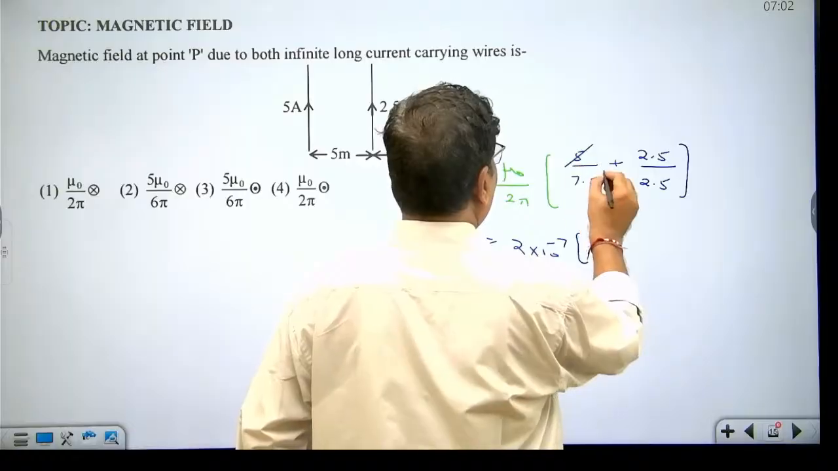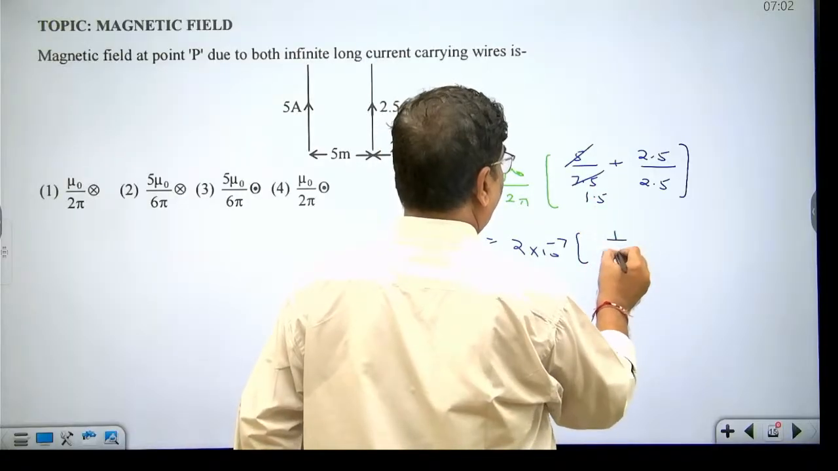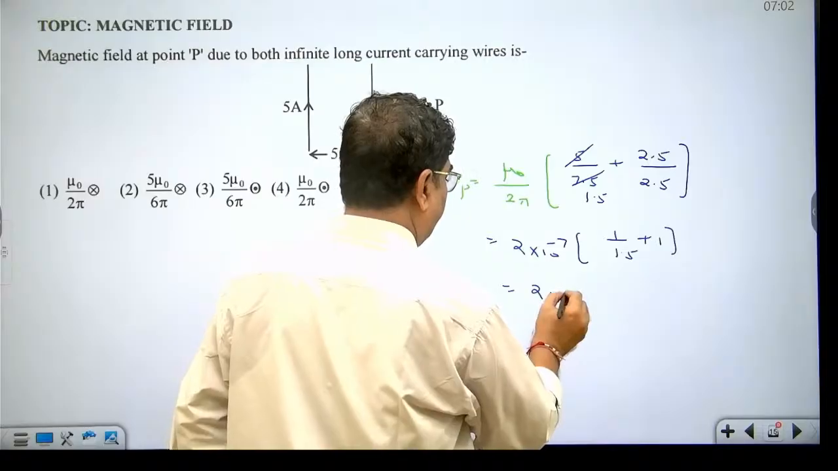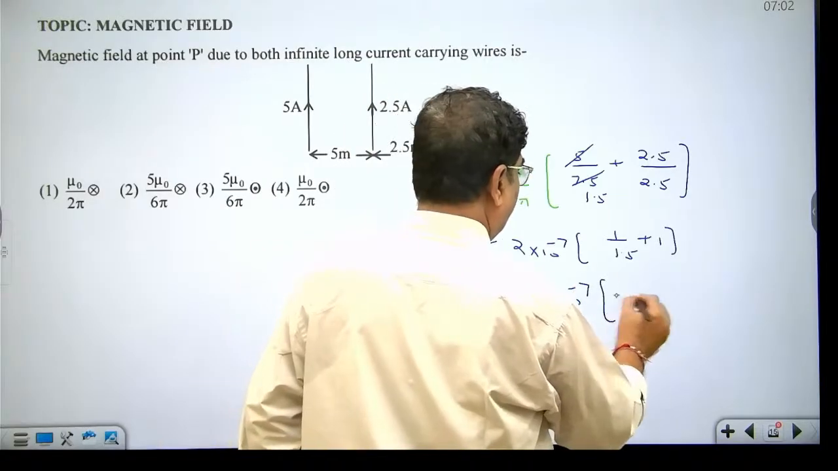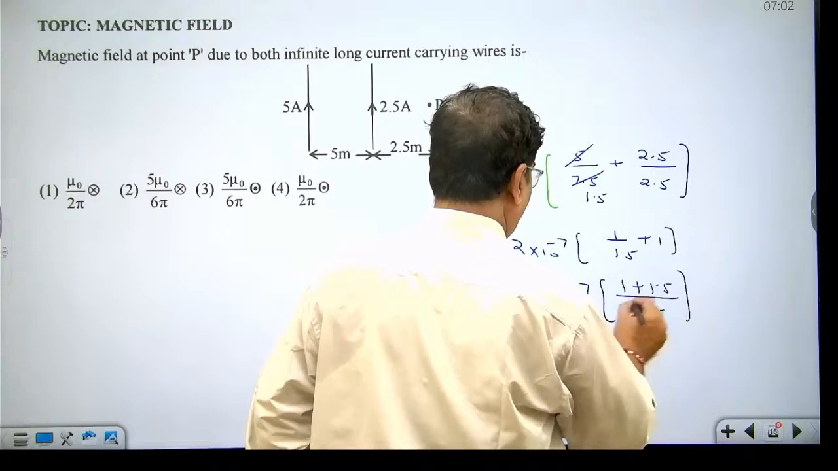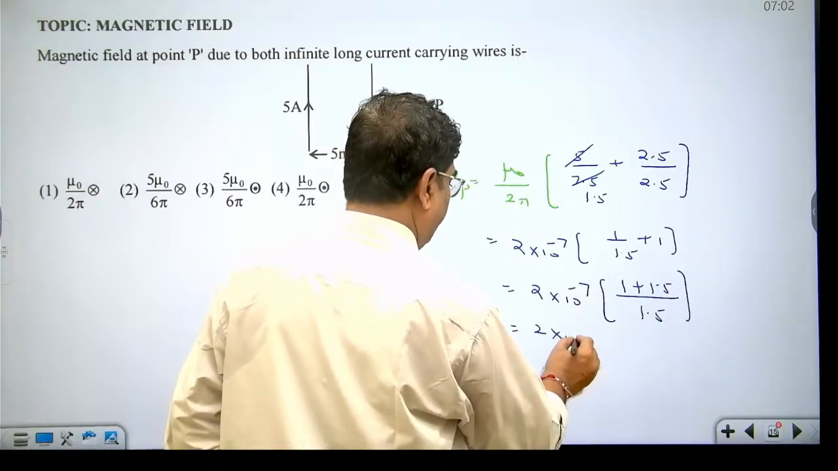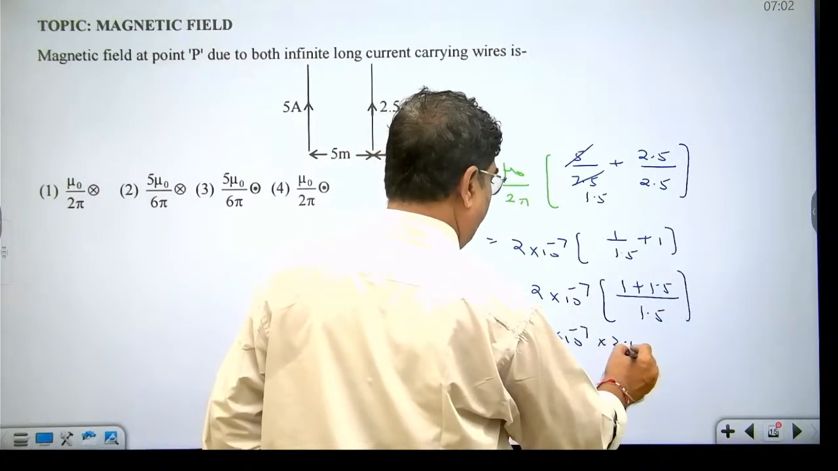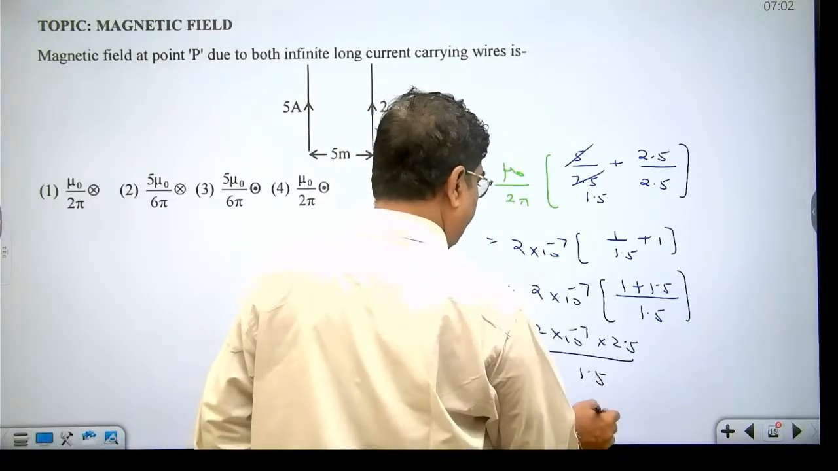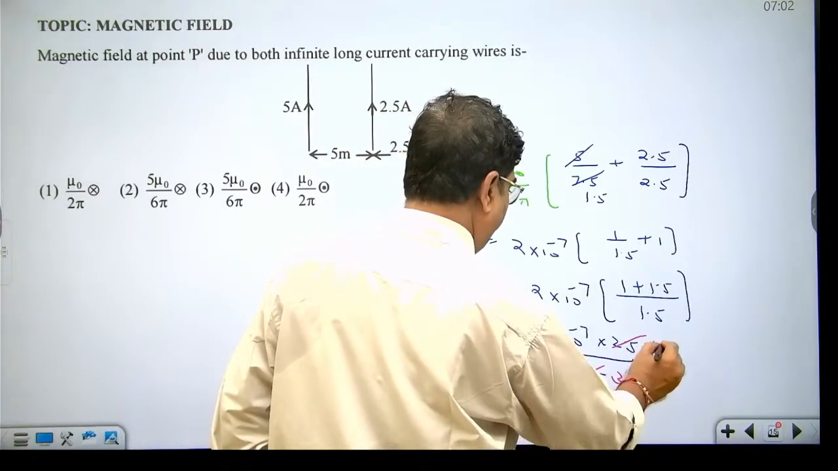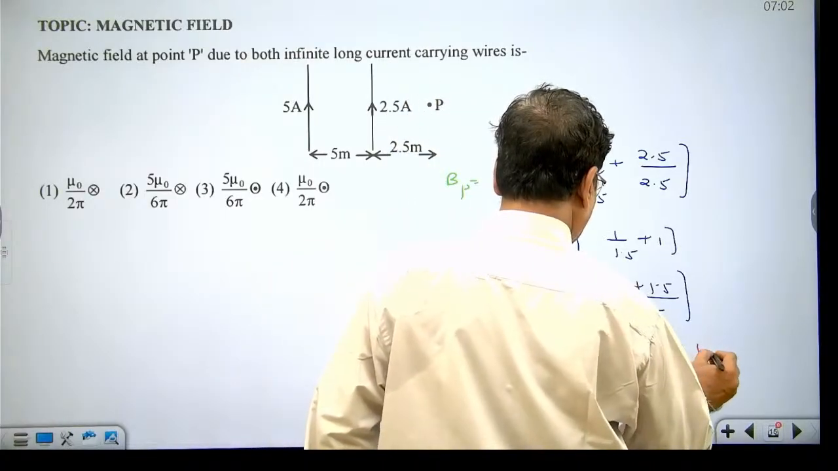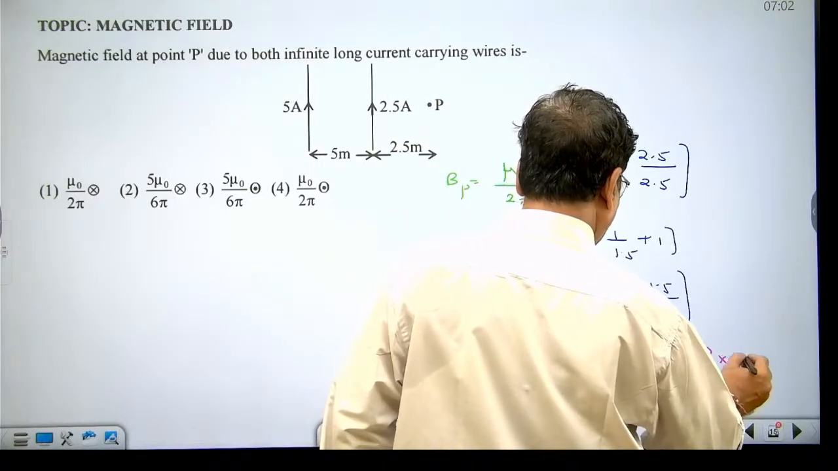5 upon 7.5, this is 1 upon 1.5, plus 1. After solving this, we will get 2 into 10 power minus 7 into 1 plus 1.5, this is 2.5 upon 1.5. After solving this, we will get 10 upon 3 into 10 power minus 7.